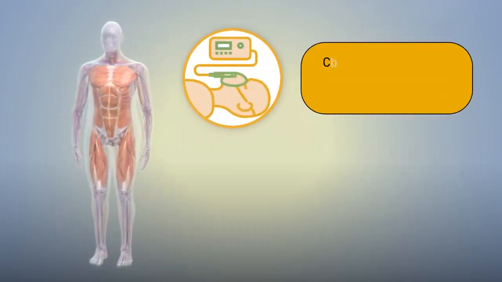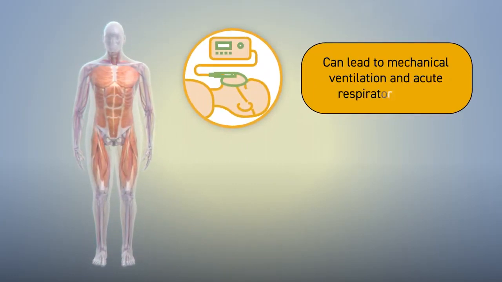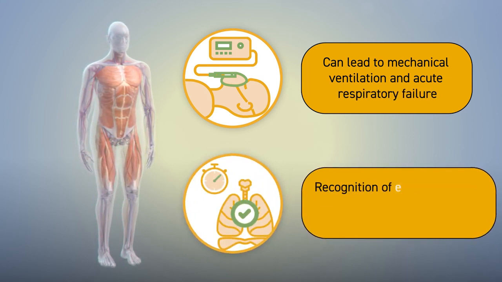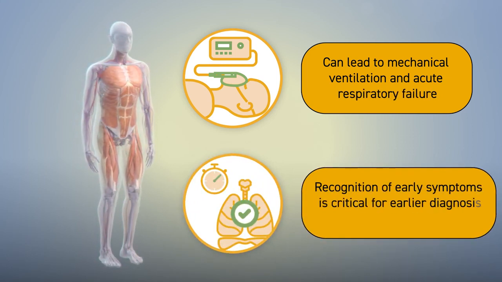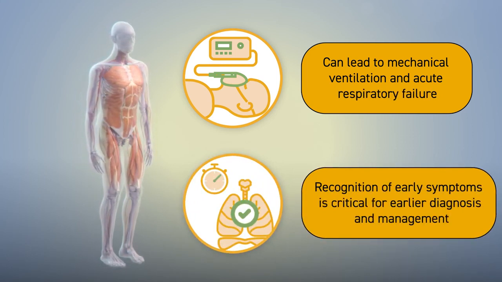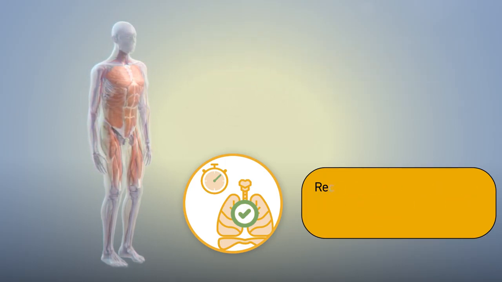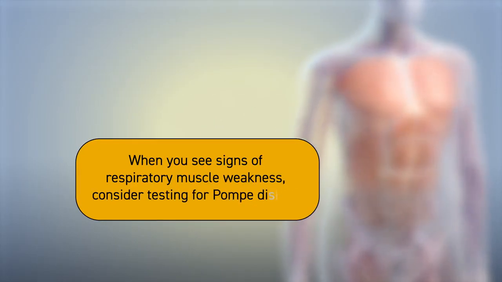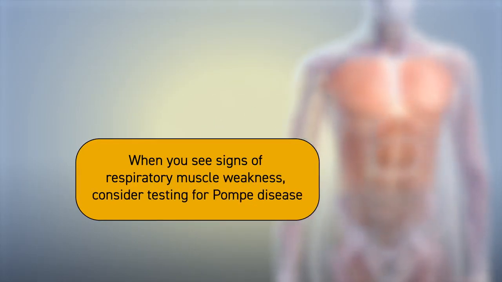Progression of respiratory disease can eventually lead to mechanical ventilation and acute respiratory failure. Recognition of early symptoms of diaphragmatic weakness is critical for earlier diagnosis and management. If you notice any signs of respiratory muscle weakness, consider testing for Pompe disease.